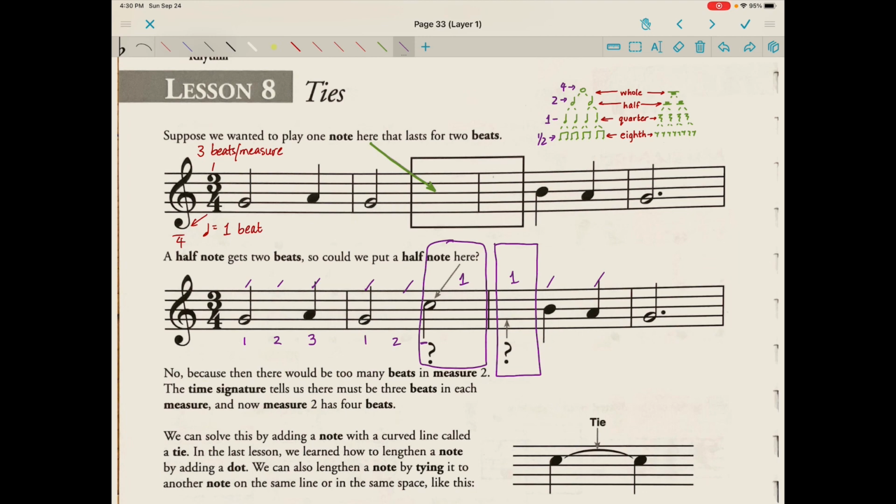And then for our final measure, we have a dotted half note. Well, the half note itself is going to be worth 2 beats, and its dot is worth half of that value. So it's worth a quarter note, or we can say it's just worth 1 beat.